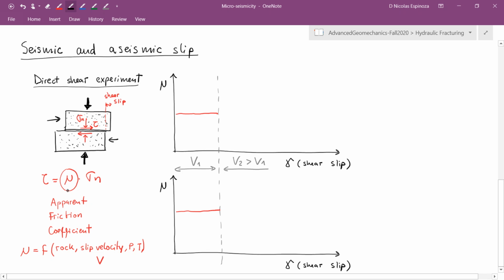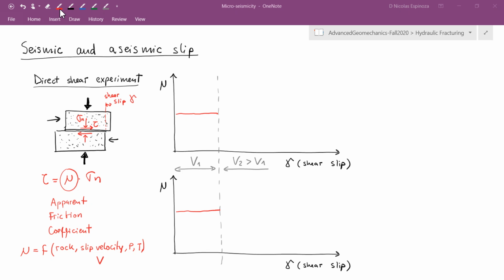All right, so let's do the following experiment. We're going to displace these two sides of the rock, and this is going to be the measured shear slip gamma, and that's going to be done at different velocities. First, we're going to do it at the velocity v1, and then we're going to do that at the velocity v2, larger than v1. So we're going to increase the velocity at that particular time.